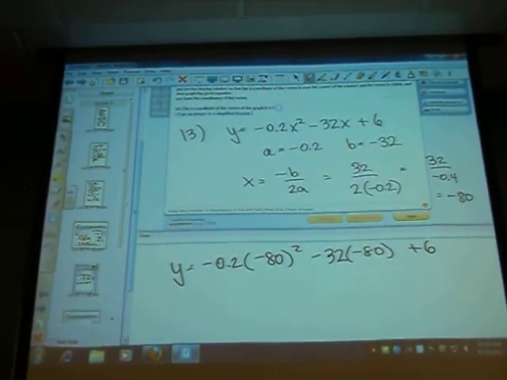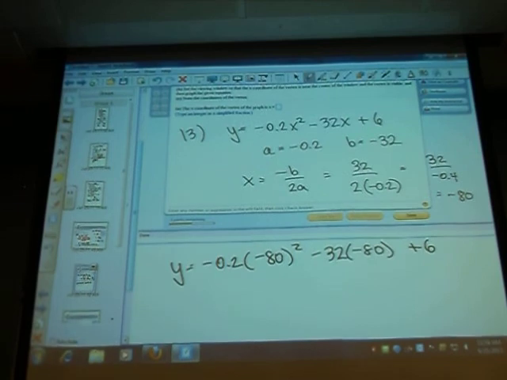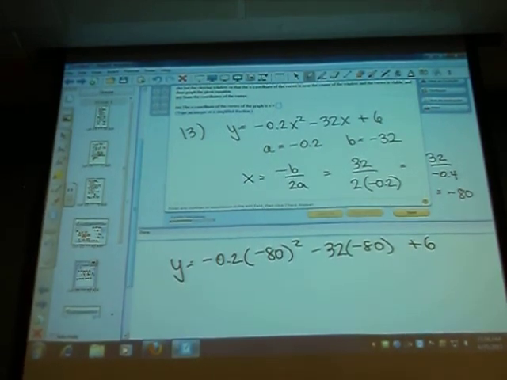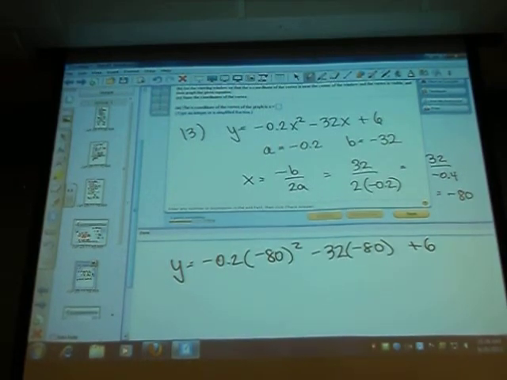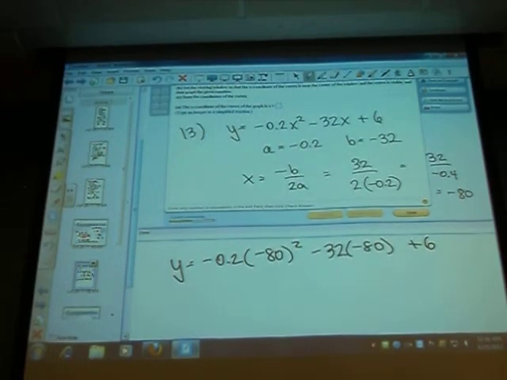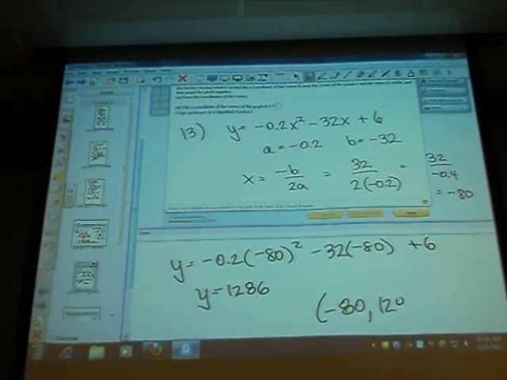You continue on with that. I highly recommend plugging all that in all at once into the calculator, because when we go back and forth from calculator to paper, that's when we start getting the wrong numbers. Okay, so I'm going to plug this in all at once. Now, if you don't have a calculator where you can scroll left to right, I recommend trying one. Okay, so my vertex here is negative 80 and 1286.